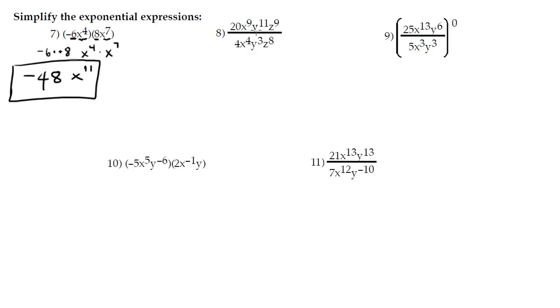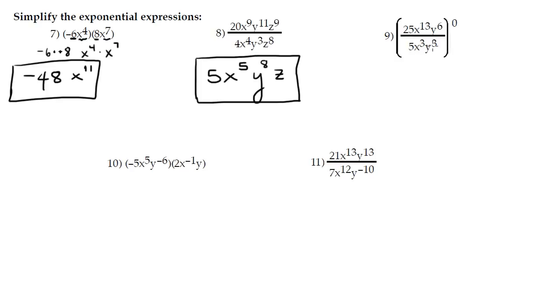Now when I'm dividing with the same base, I'll be subtracting these exponents. Multiplying, same base, you add the exponents. Dividing with the same base, subtract them. So 20 divided by 4, that's 5. The new power for x is 9 minus 4, which is 5. The new power for y is 11 minus 3, which is 8. The new power for z is 9 minus 8, which is 1, which I don't need to write. There we go.